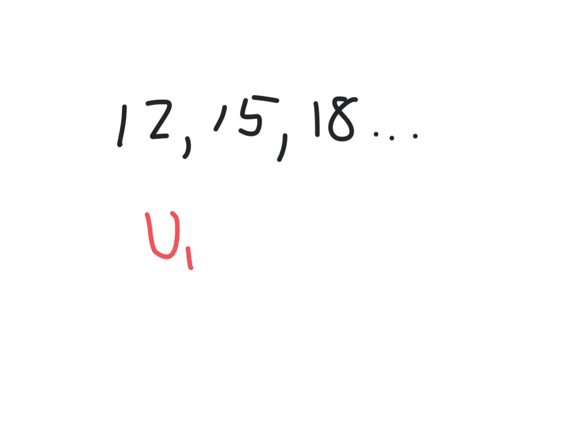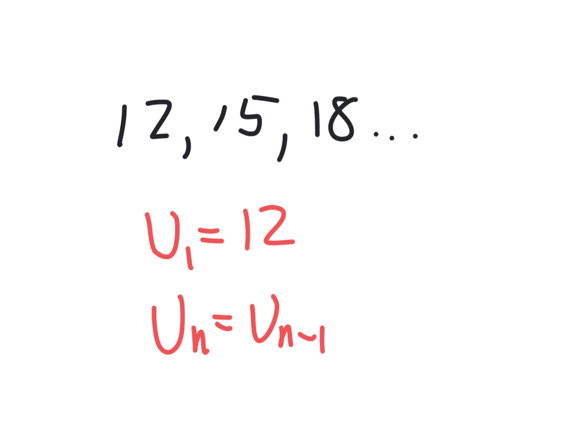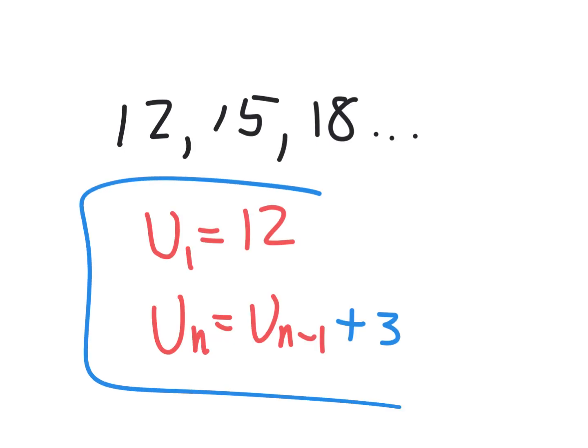If you don't even know how to start with U1, I think you'd know to put 12. And then this mumbo jumbo part, if nothing else, just memorize it. U sub n, and I'm saying sub as in subscript, U sub n equals U sub n minus 1. And since I'm adding 3 each time, I put a plus 3 here. Raise your hand if you had that one right.